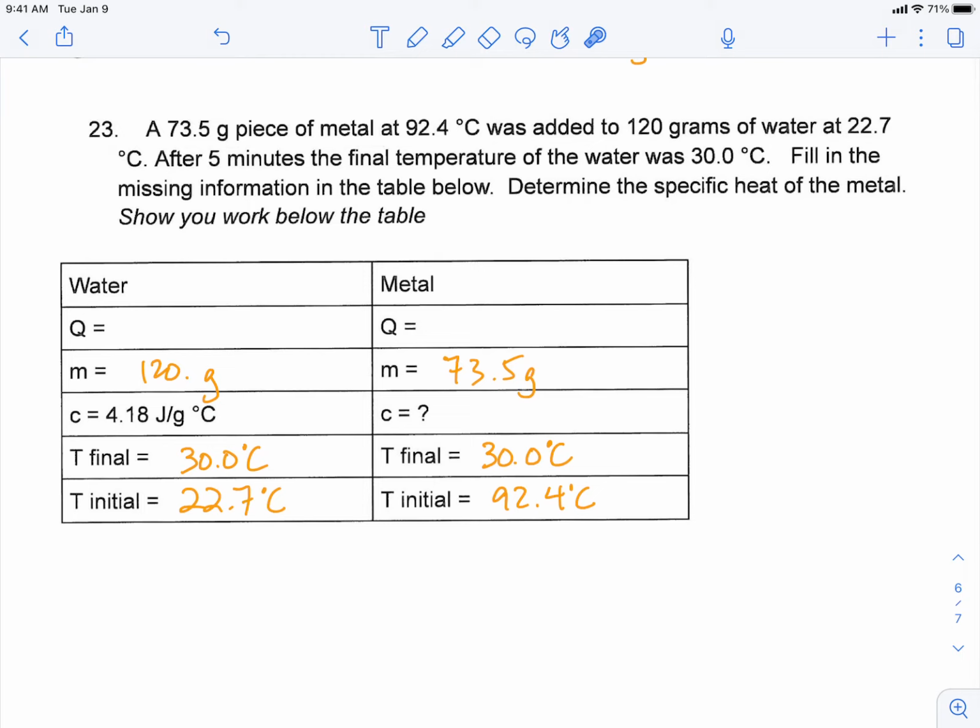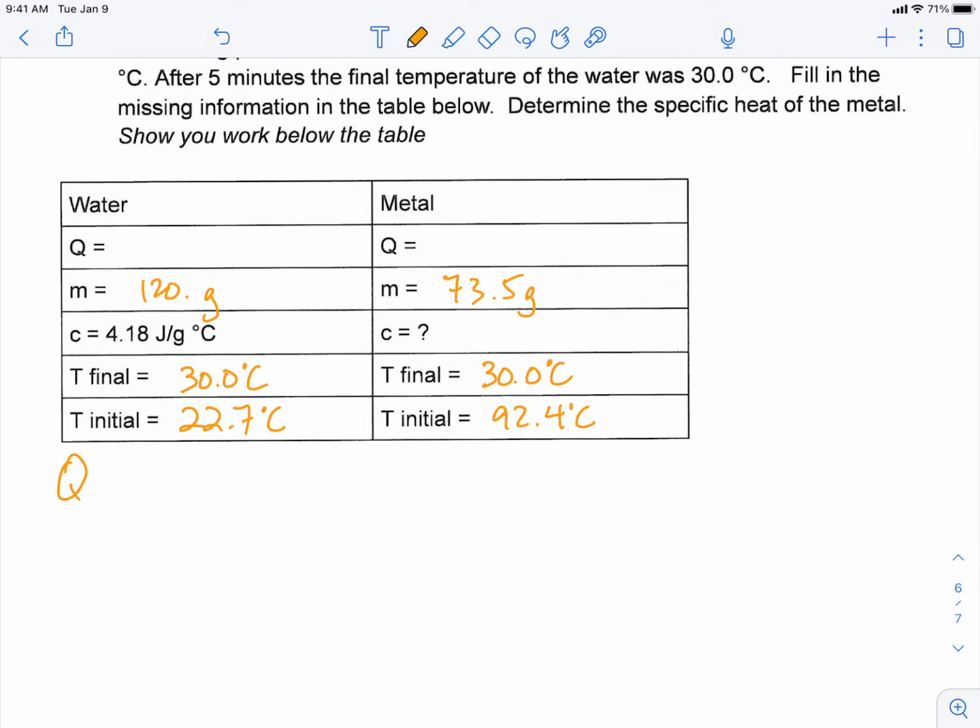All right. First thing that we would do then to solve for the specific heat of the metal, we actually have to solve for the heat of the water, Q of the water. I can't solve for the specific heat because I don't know how much heat was released. So I would solve for the Q of the water. I'm going to take my mass of my water times the specific heat, 4.18 joules per gram degree Celsius, times my final temperature minus the initial temperature.